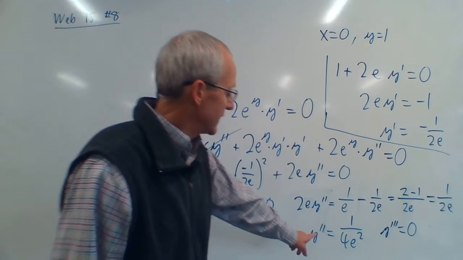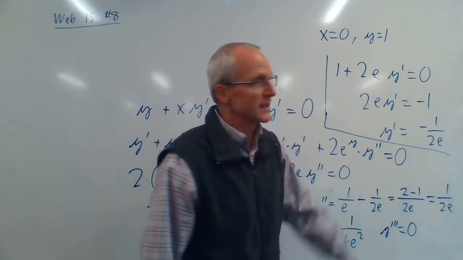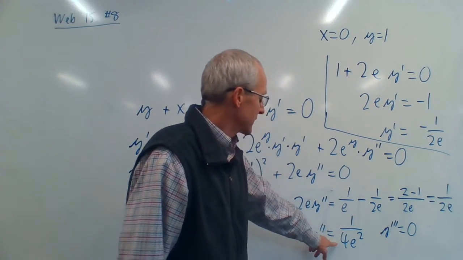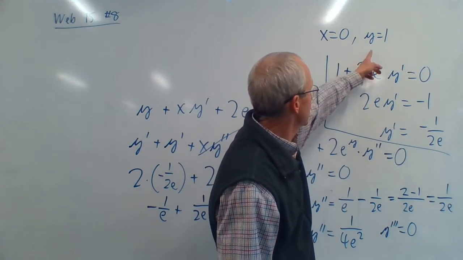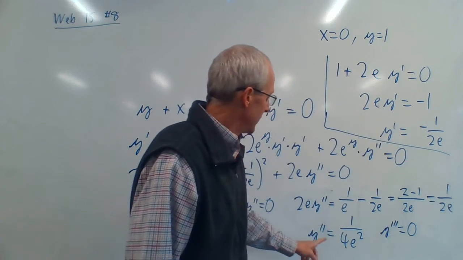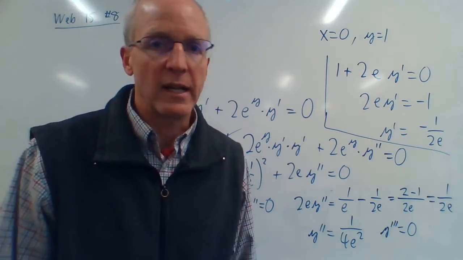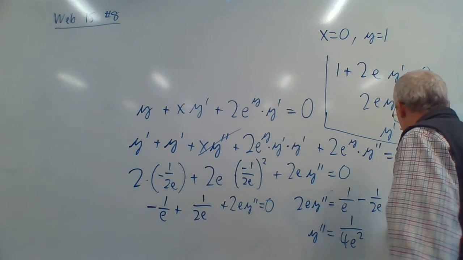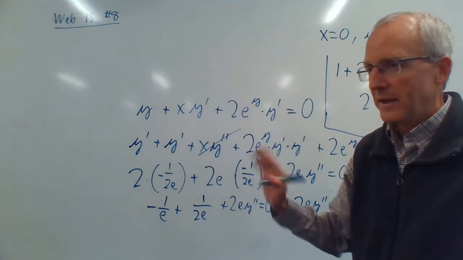I wasn't being careful. This is y double prime at that point. It's not always 0. It's not always that number. It's that number at the point. Just like here, it's the slope at the point 0, 1, it's that slope. That's the y prime. Here's y double prime at that point. Y triple prime is not always 0. Sorry, it's only 0 at that point. To find y triple prime, you gotta be careful.